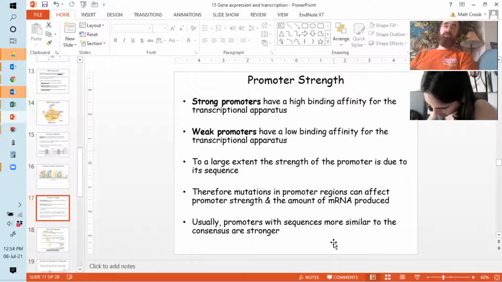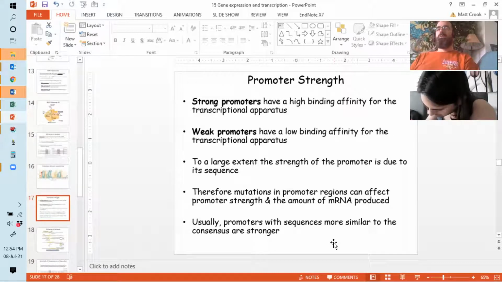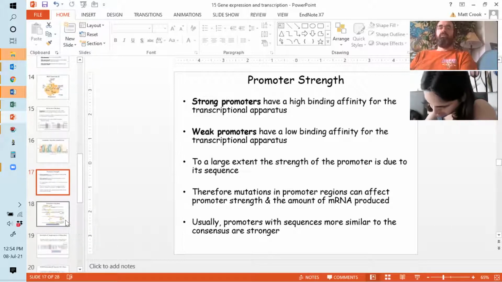And obviously mutations in those sequences, if they change them to be closer to the consensus, that promoter will become stronger. You'll have more transcription from that promoter. If they change them further away from the consensus, then you'll get less transcription because you'll have a weaker promoter. Right, so those mutations can have fairly large effects on the actual organism itself.